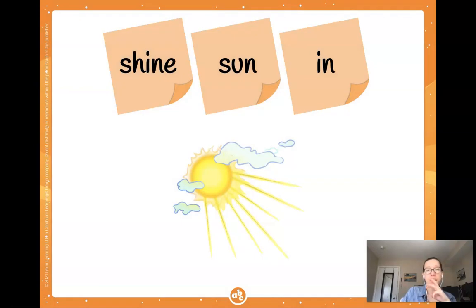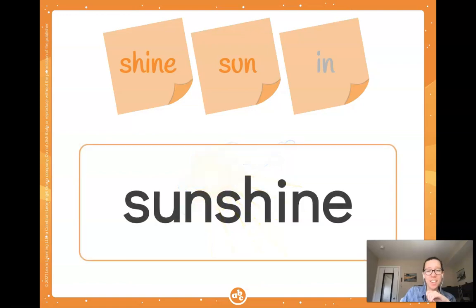For this one, you're going to need your syllables shine, sun, and in. And we're going to be using those syllables to make the word sunshine. Use 2 of your syllables to make the word sunshine. Did you choose sun and shine? If you did, you're right on target. The word sunshine uses the syllables sun and shine.